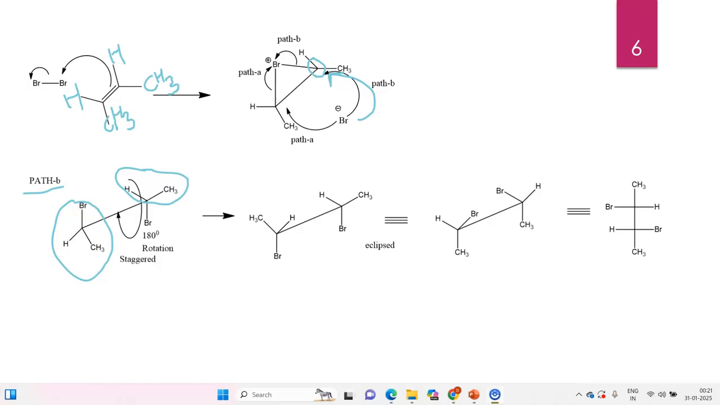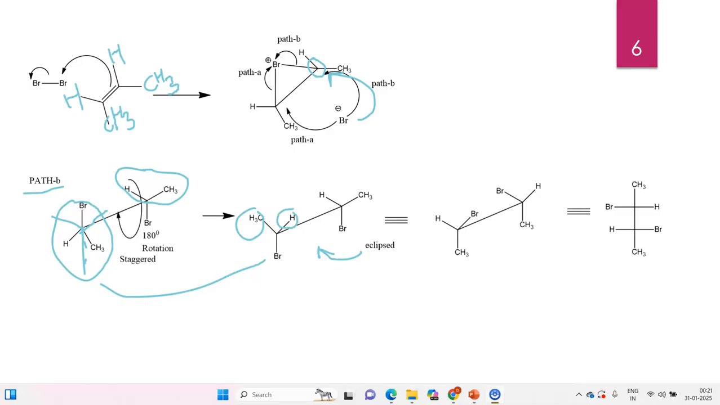The regular Y is no problem, so we don't have to convert it. Next, we have to convert the inverted Y into a regular Y, so rotate through 180 degrees. This staggered form we have to convert into the eclipsed form. This bromine goes to this position, this CH3 will be at this position, and this H will be at this position after rotation through 180 degrees.